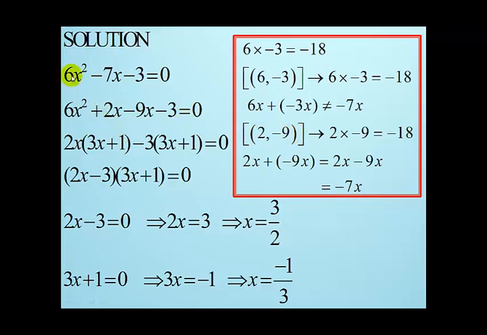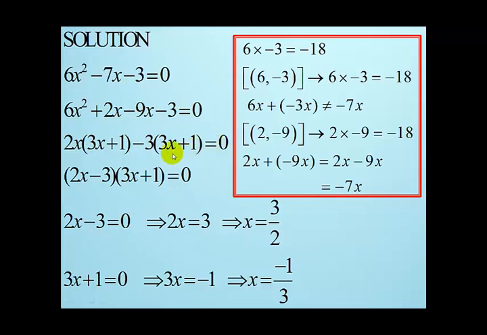So 6x² - 7x - 3 = 0 can be expressed as 6x² + 2x - 9x - 3 = 0. This is because when we multiply the 2 by the minus 9, we have minus 18. And 2x minus 9x is minus 7x. Now, considering the first two terms, we factor 2x out. So when 2x is factored out, in brackets we have 3x + 1. Now, considering the last two terms, we factor minus 3 out. And when we factor minus 3 out, in brackets we have 3x + 1.